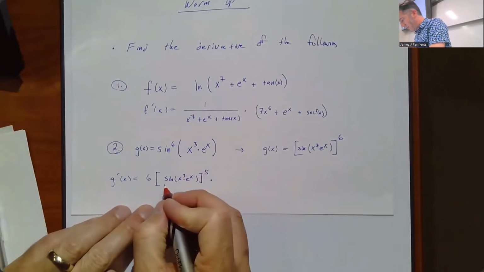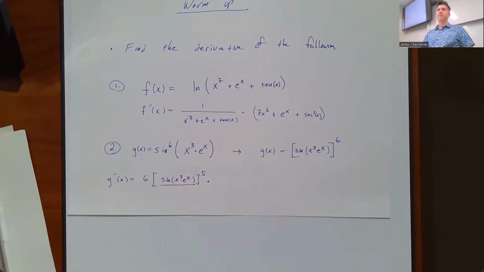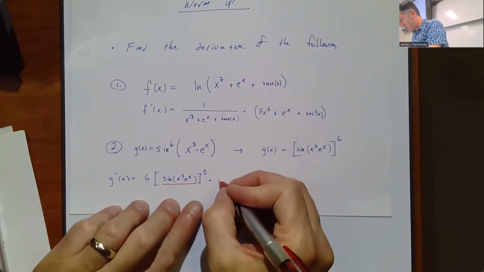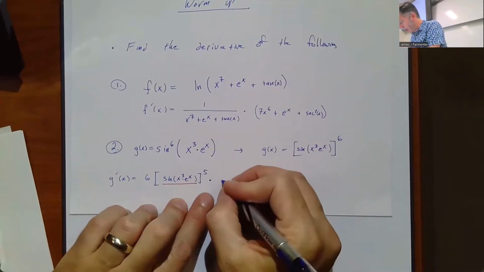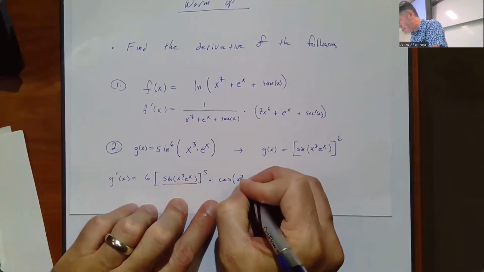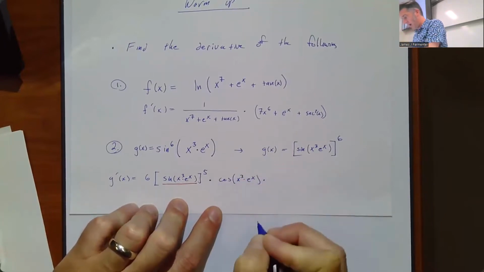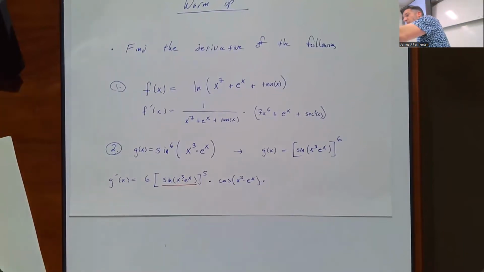So I have to take the derivative of sine of some new thing. I know the derivative of sine of x is cosine of x. So the derivative of sine of some new stuff is going to be cosine of that new stuff, multiplied by the derivative of this new stuff. So it's a multiple chain rule problem.